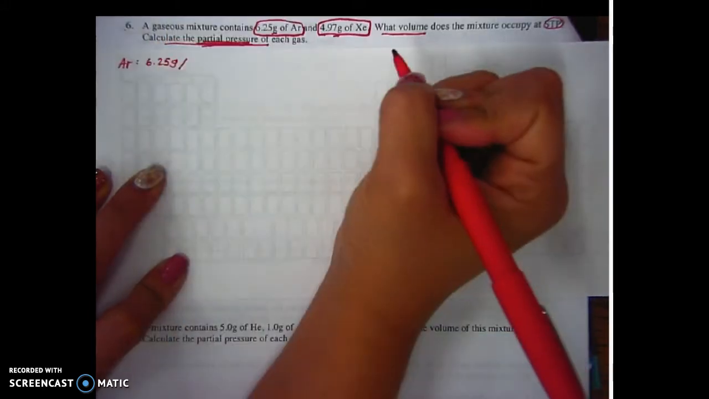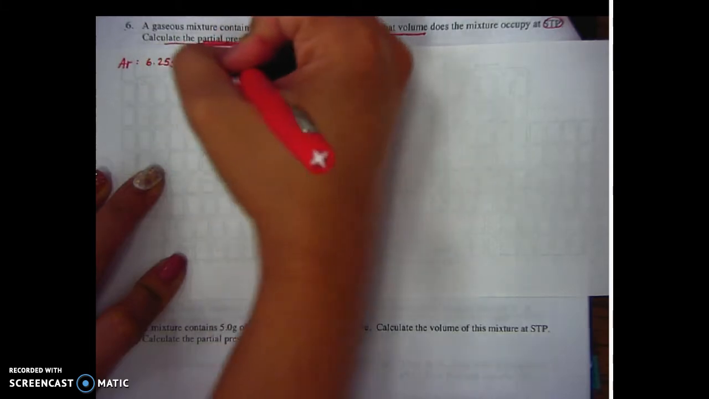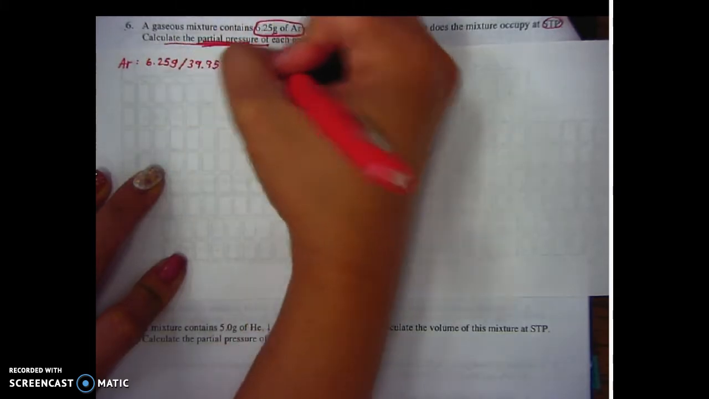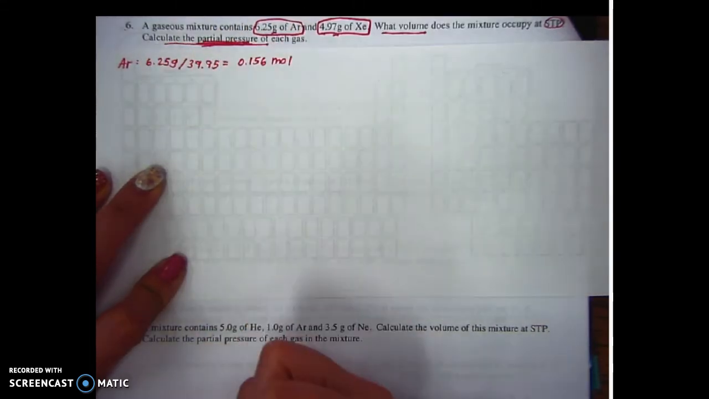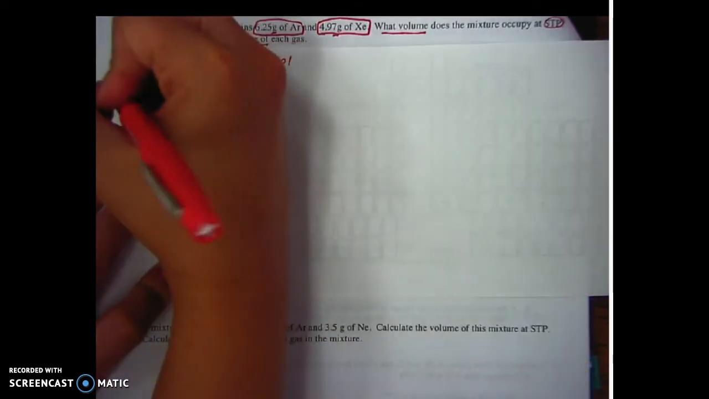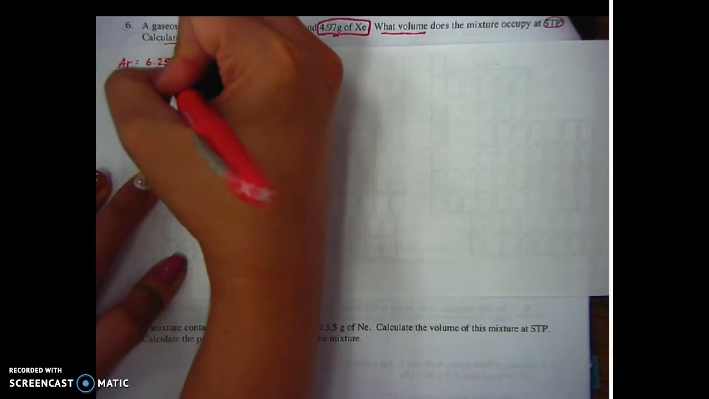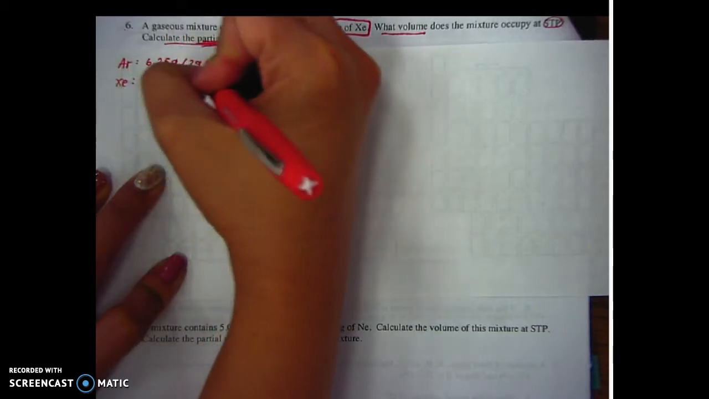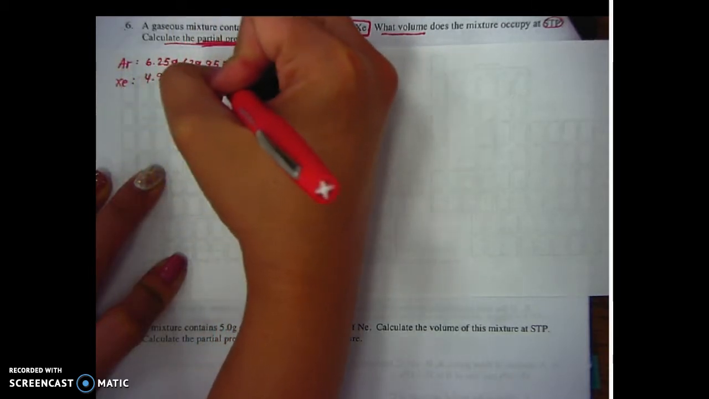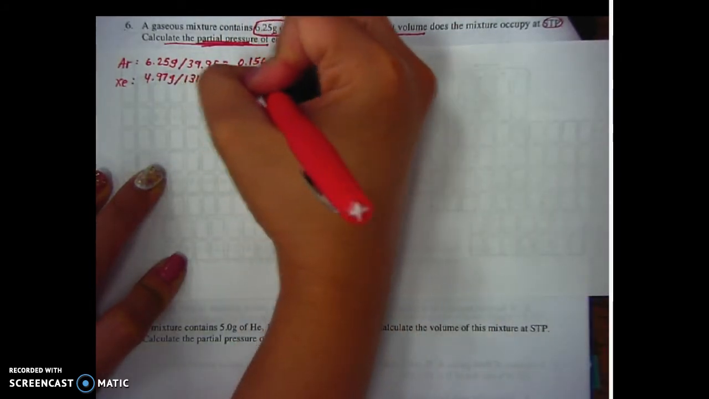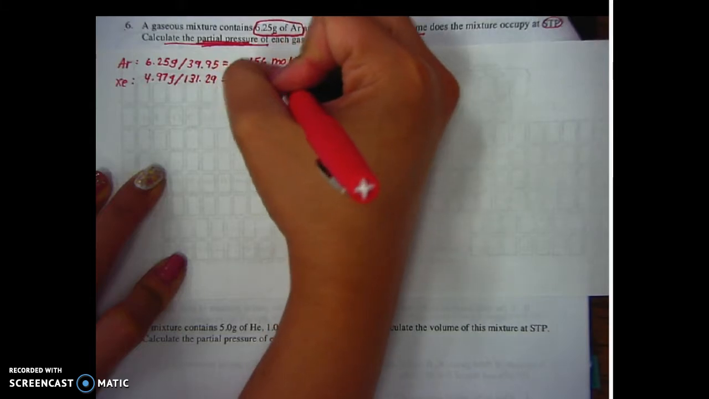We have argon here, and we have 6.25 grams. If you look on the periodic table, the molar mass of argon is 39.95, and we end up with 0.156 moles of argon. Now we're going to do the same thing for xenon here. Xenon, we have a mass of 4.97 grams. We're dividing it by 131.29 grams per mole off the periodic table, and then you wind up with the number of moles of xenon as well.